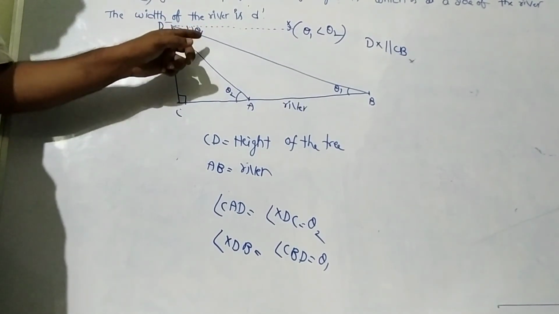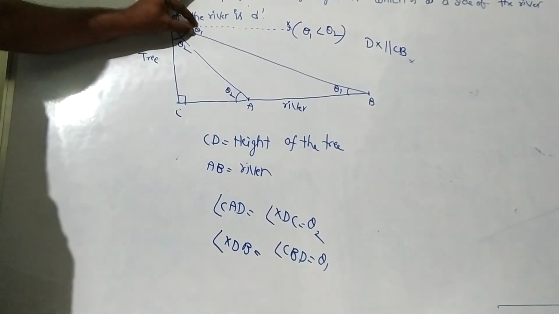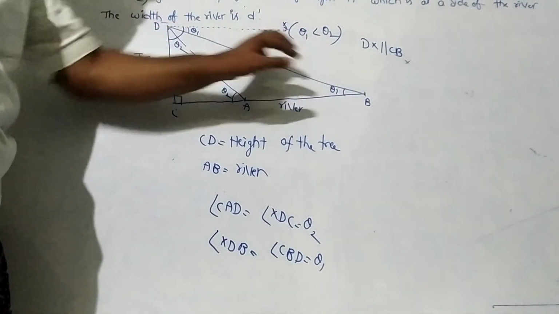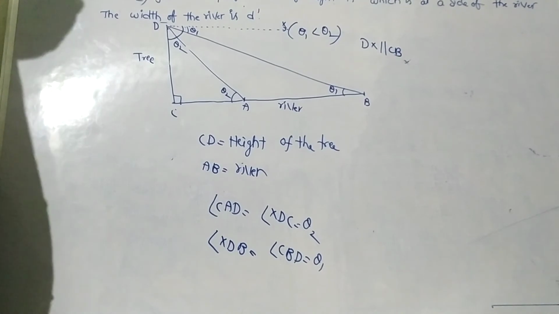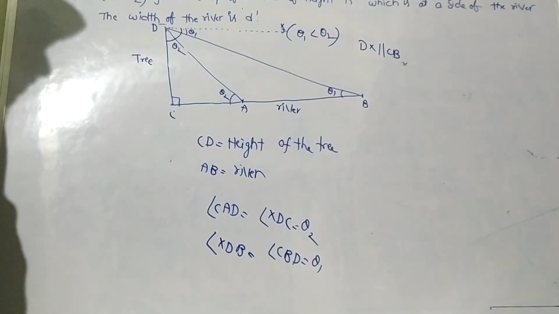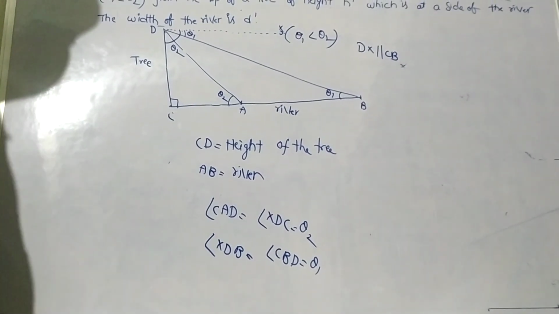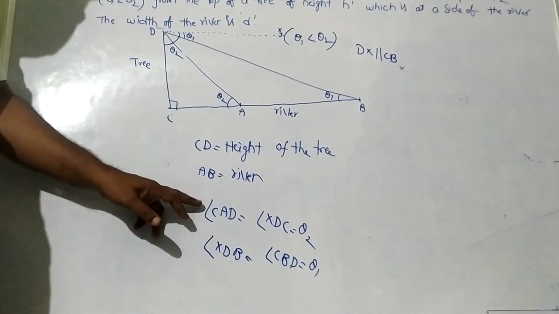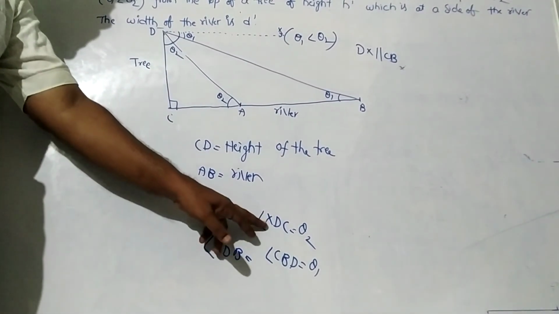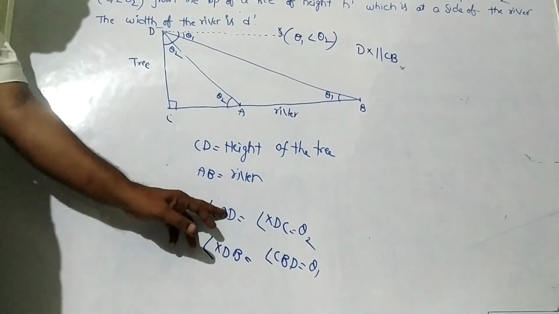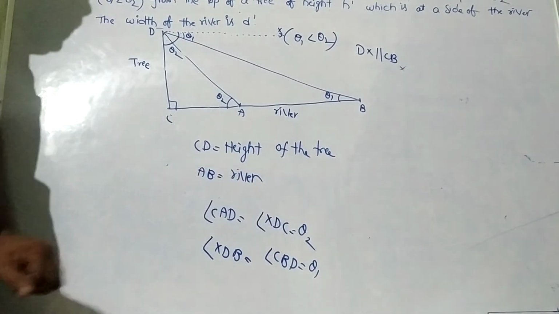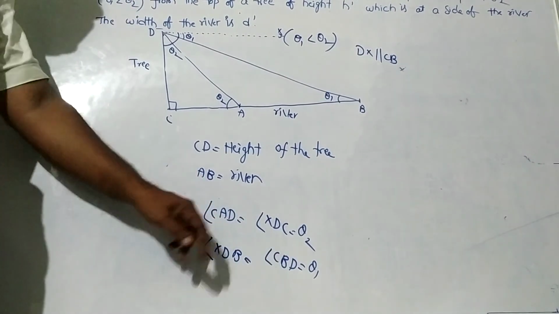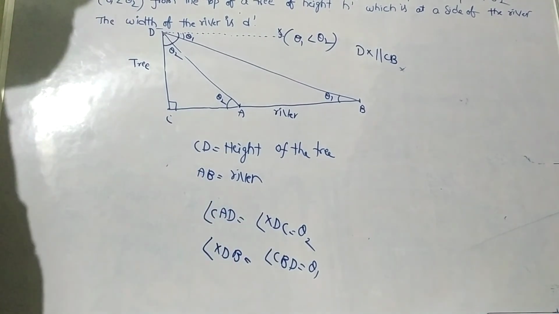Since DX is parallel to CB, BD is the transversal. So the θ1 here and the θ1 there are equal, they are alternate interior angles. In the same way θ2 is also the same. So angle CAD equals angle XDC equals θ2 because they are alternate interior angles. Angle XDB equals angle CBD equals θ1, that is also alternate interior angles.